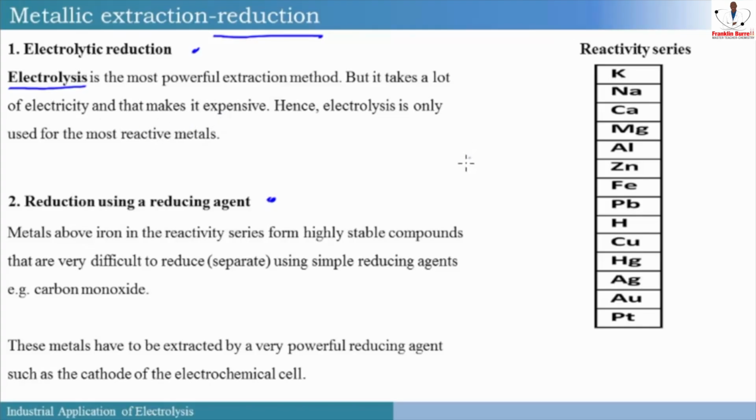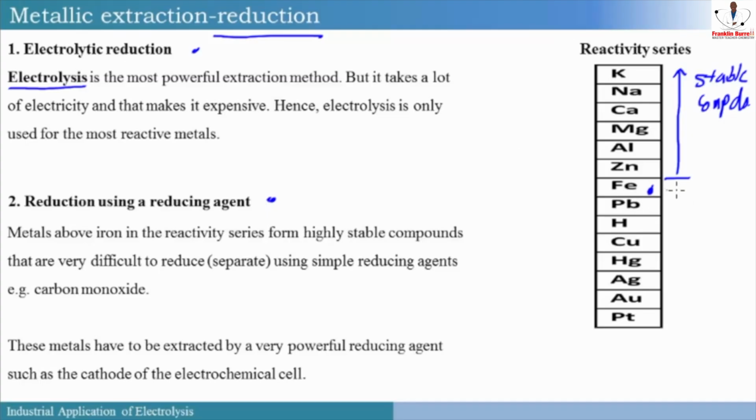Now, when do you use electrolytic reduction to separate your metals? Look here at our reactivity series. Let us use iron as our reference point. The metals that are found above iron, these metals, they form stable compounds. And when I say stable compounds, I mean that the compounds that they form are very difficult to separate. Hence, the bonds are very strong. Hence, we say that they are stable.